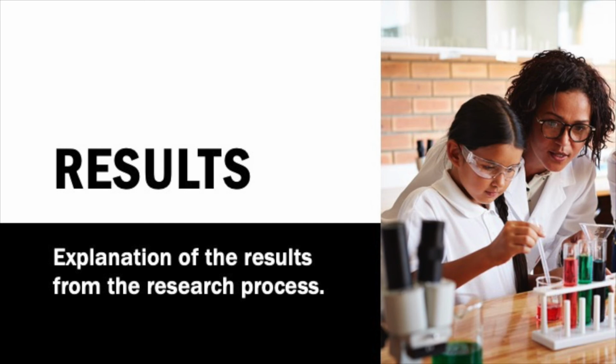So let's do a quick review. The results section includes an explanation of the results from the research process. It is a summary of the participants' responses. Each researcher decides how best to convey this information, but one has to ensure that they are understandable and appropriately organized for the intended audience. This wraps up the results section of the research process.